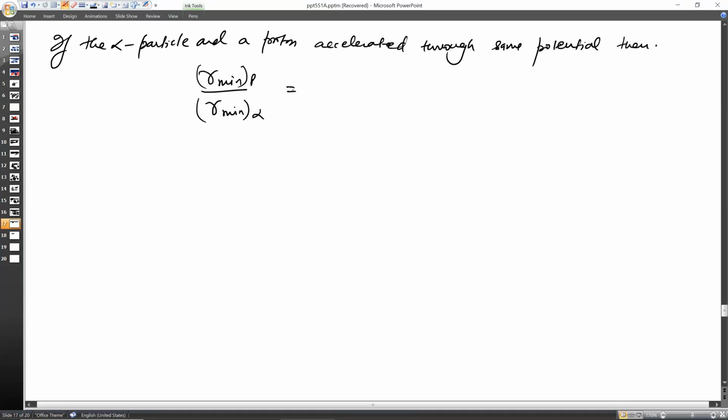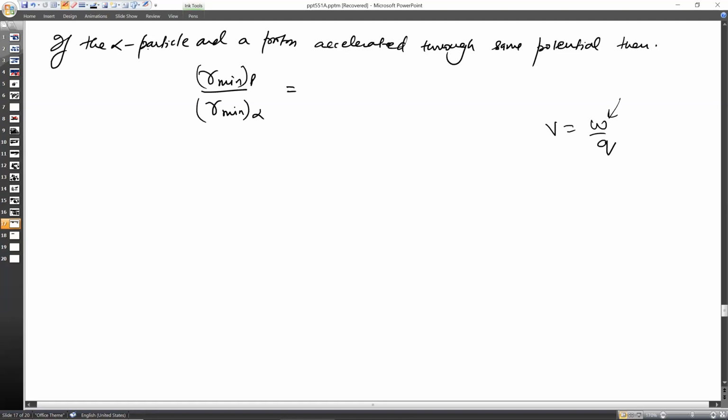So which formula are you going to use here? Same potential, they are moving. What is potential? V is equal to W by Q, work done per unit charge. Okay. Yes, sir.